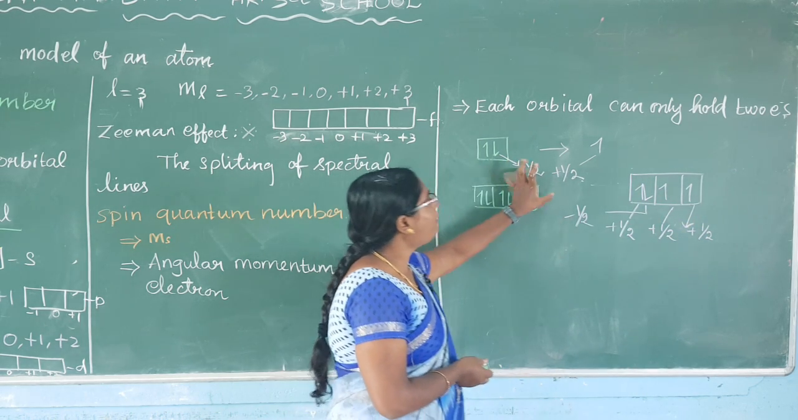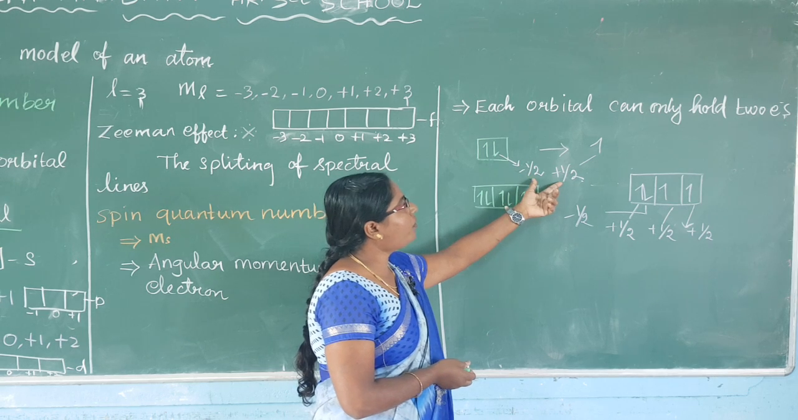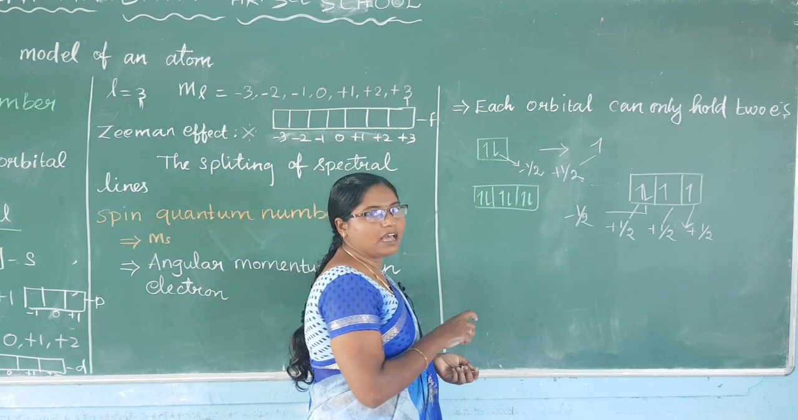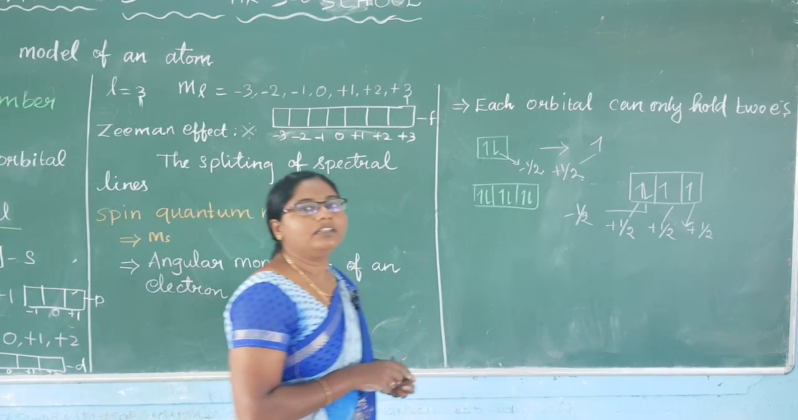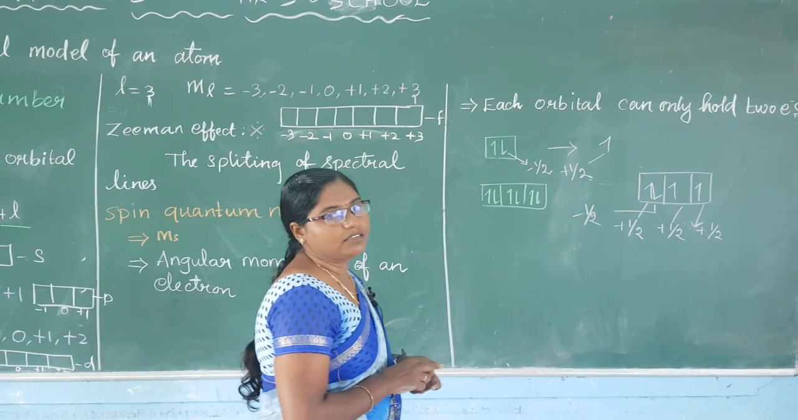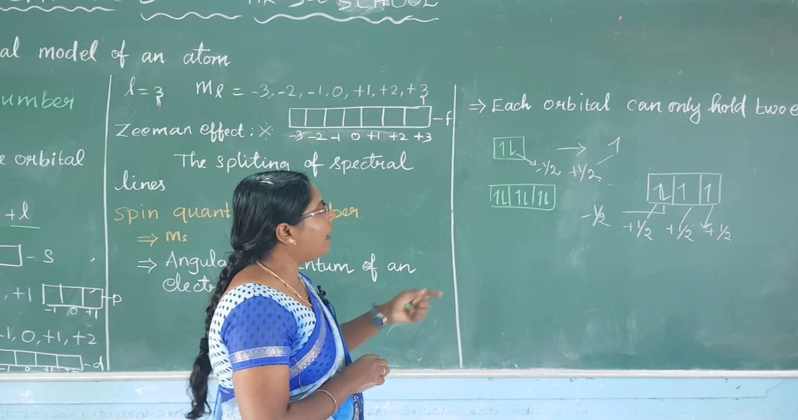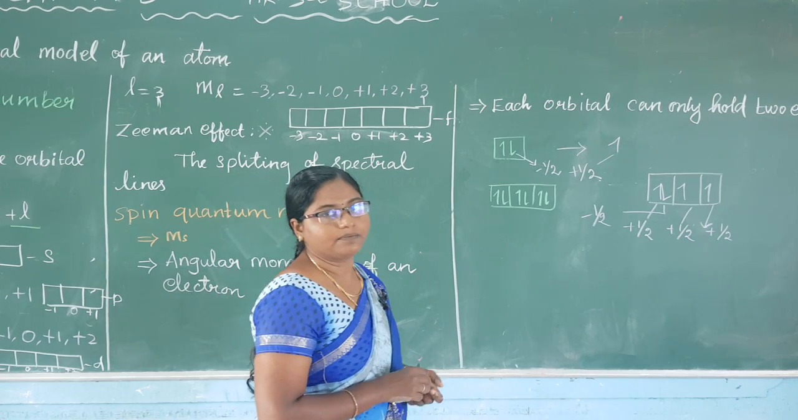Okay. So, in this topic you should give importance to the spin. Okay, plus half and minus half. Plus half means it can rotate in the clockwise direction, and minus half means it can rotate in the anti-clockwise direction. Thank you.